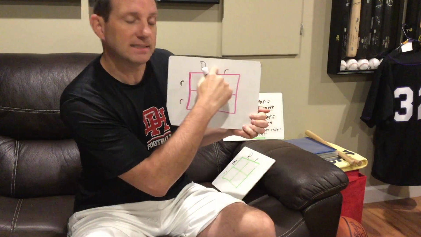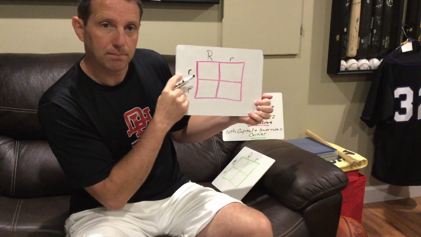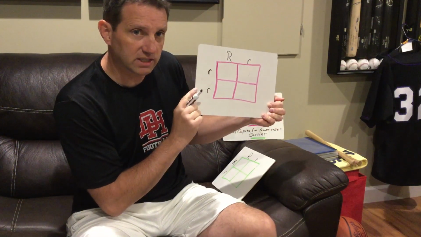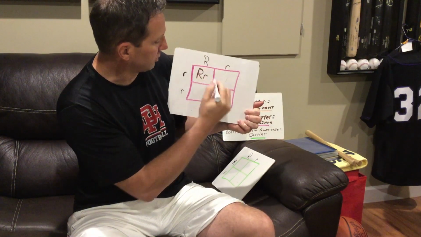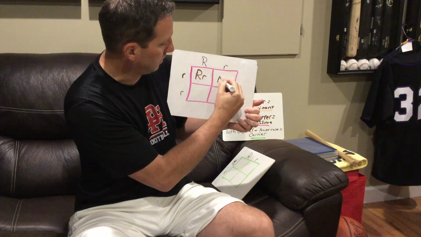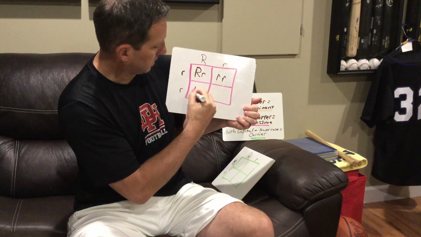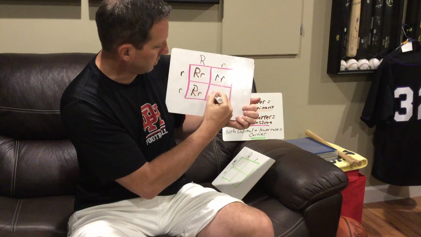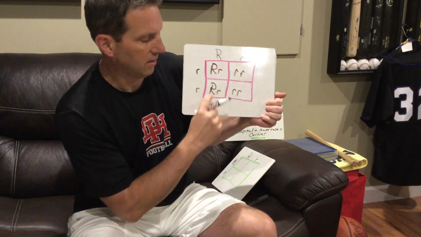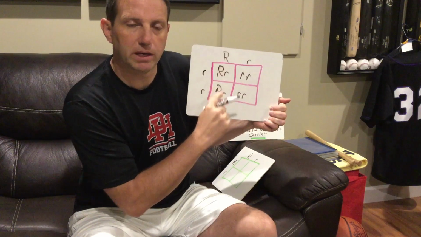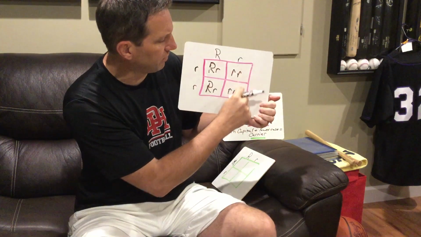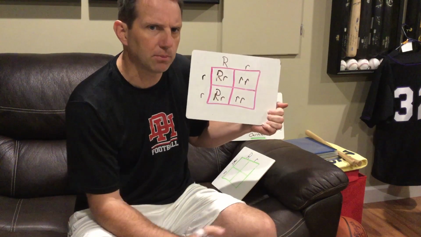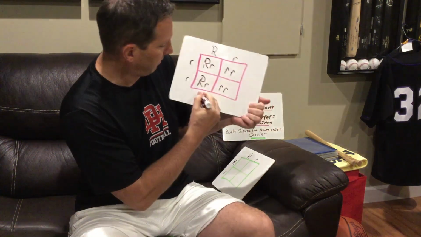Let's get a different scenario. Dad is a carrier, and mom can't roll her tongue. She's got that recessive trait. So let's figure this out. What's their chances of their children being able to? That'd be a capital R and a lowercase r, and another lowercase. So here we go, boom, right there. That kid will be able to roll their tongue. 50%. Dominant will override that recessive. But here you've got a 50% chance that that kid will not be able to roll their tongue. So this is a 50-50.